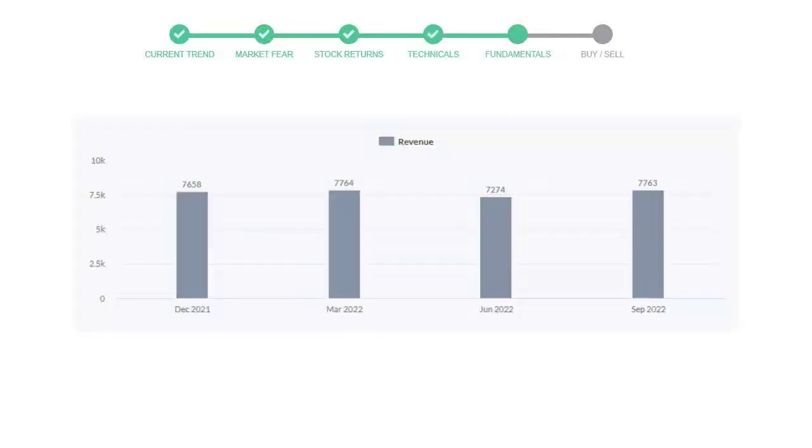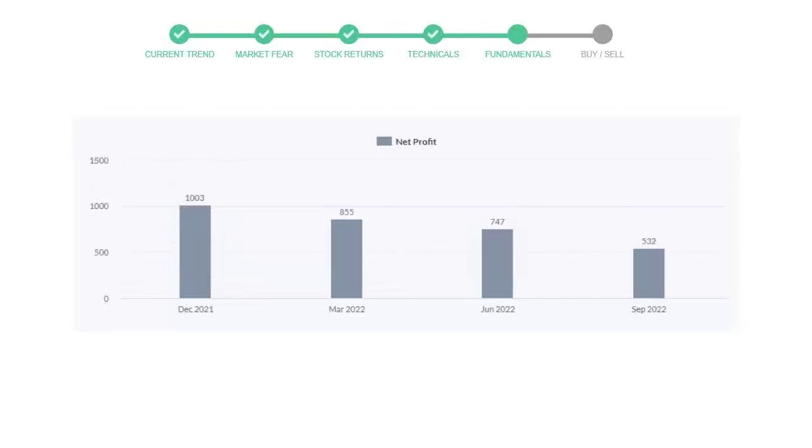Let's look at fundamental analysis. We will mainly see the last two quarters of the company. In June 22, the revenue was $72.74 million. In the recent quarter, September 22, it increased to $77.63 million.